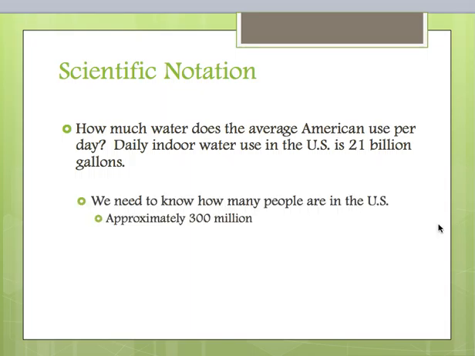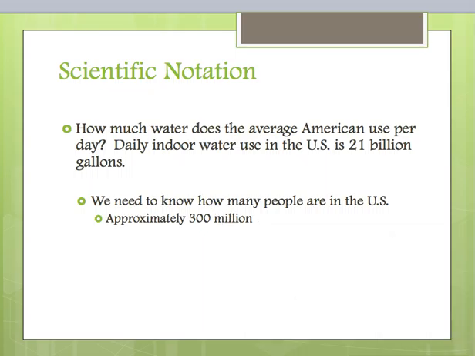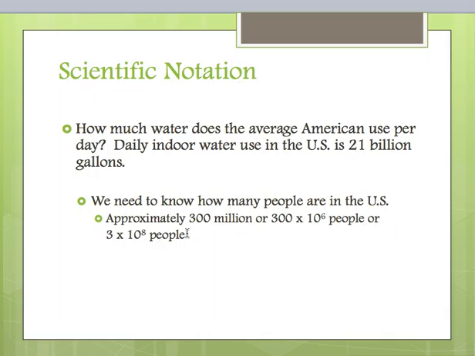There are about 300 million people, okay? And there is that million again. Remember, million is times 10 to the 6th. So 3 times 10 to the 6 people. And we can move the decimal point over. Oops. This should be 3 times 10 to the 8th. Okay. So 300 times 10 to the 6 is the same as 3 times 10 to the 8th people.